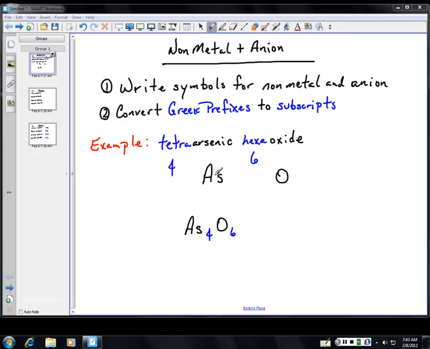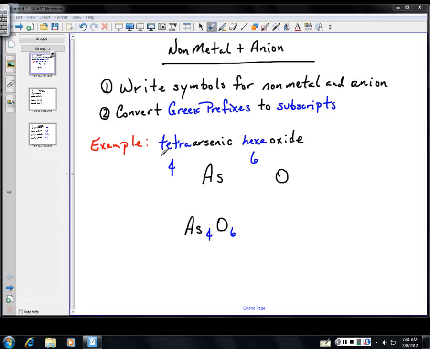So, let's look at this. We're confronted with the problem of writing the correct formula for a nonmetal and an anion, given that name. These should be the easiest because there are only really 2 steps. We've got to look at the name and write the symbols for the nonmetal and the anion, and then take any Greek prefixes attached to those elemental or anion names and convert them to numbers, which we're going to use as subscripts. So let's look at this first one.